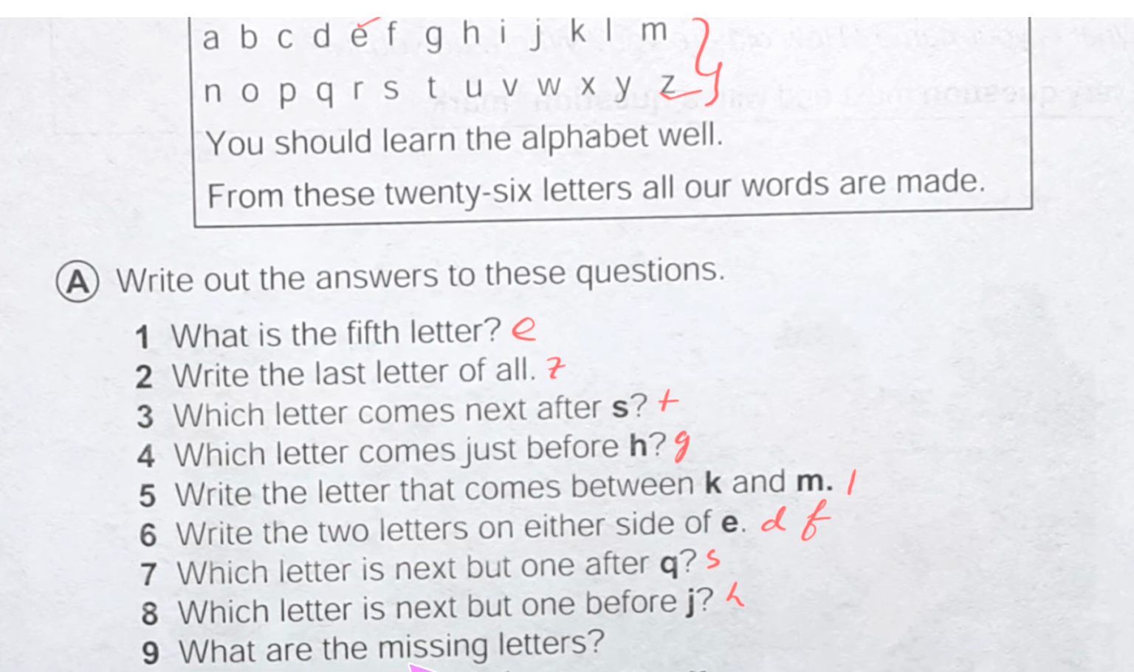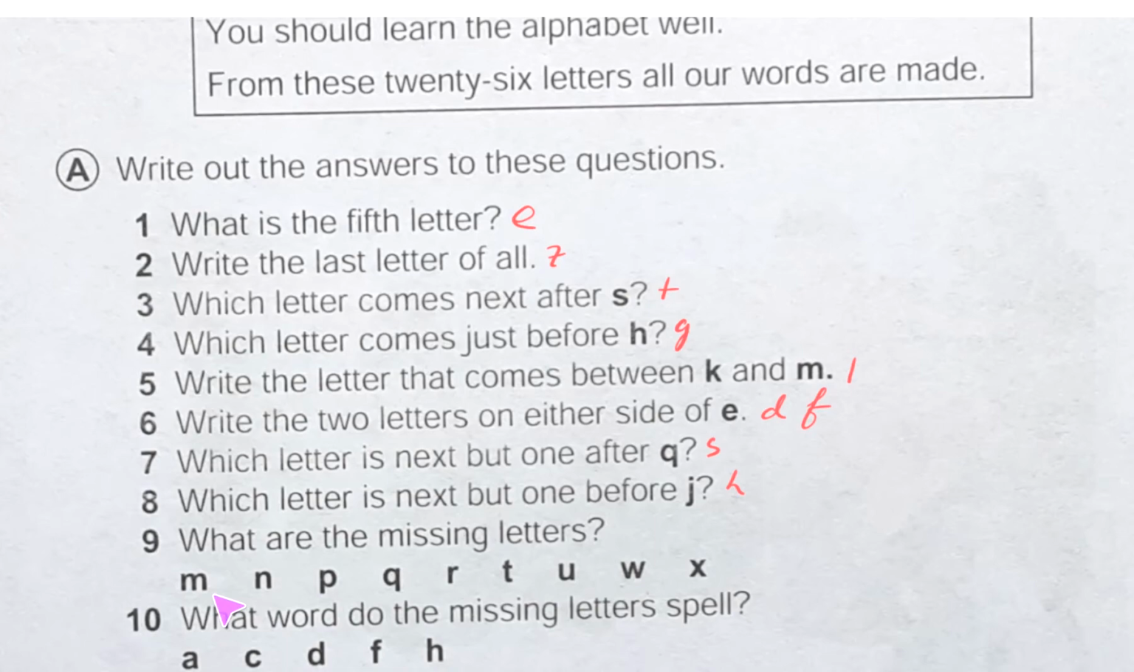Number 9, what are the missing letters? See, what are the missing letters? M, N, O, P. Here will be O, P, Q, R, S, T, U, V, W, X. So which are the missing letters? You can write here O, S and V.